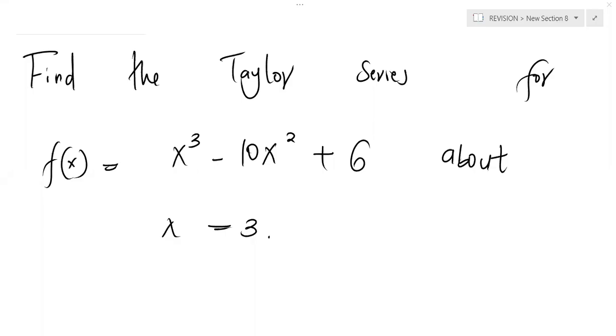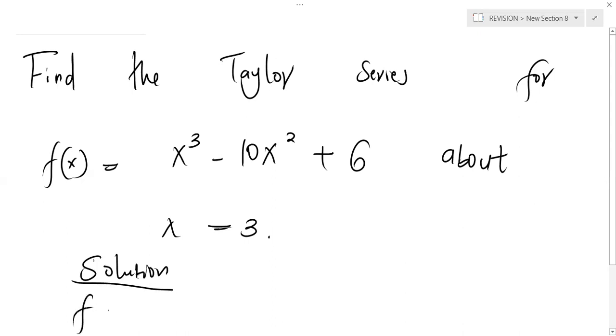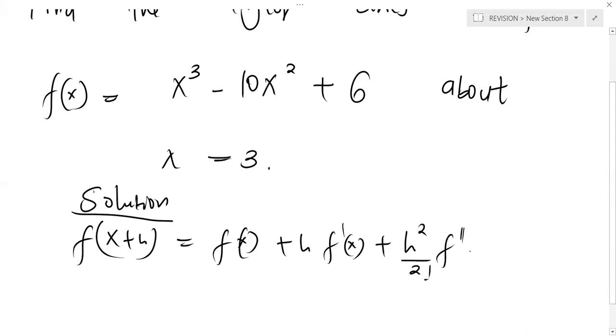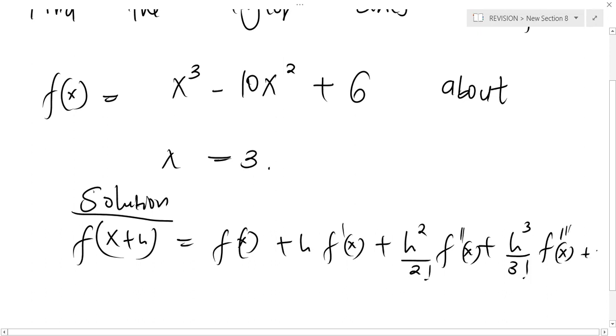Hello guys, so I would like us to find the Taylor series of this particular polynomial about the point x is equal to 3. Now, we know that the Taylor series expansion, if you have a function f of x plus h, is given by f of x plus h f prime of x plus h squared over 2 factorial f double prime of x plus h cubed over 3 factorial f third prime of x and so on.